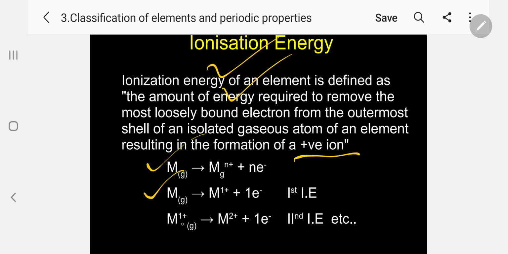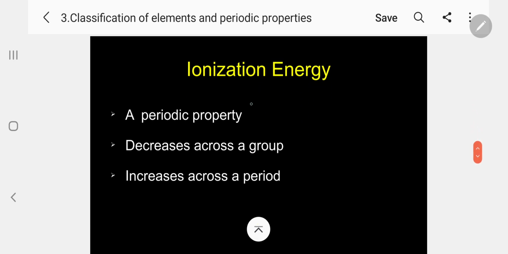M is an element, gas. Why is M specifically given? Because normally it indicates positive ion formation. So M gives M plus plus 1 electron. So this is the first ionization energy. If you remove one more electron, second. If you remove one more, third. Like that, you must understand the question. Kindly follow. So it is the energy required to remove the most loosely bound electron from the outermost shell of an isolated gaseous atom of an element, resulting in the formation of a positive ion. It is ionization energy. Ionization energy is a periodic property. How? It decreases down the group, reverse of size, and increases across the period.